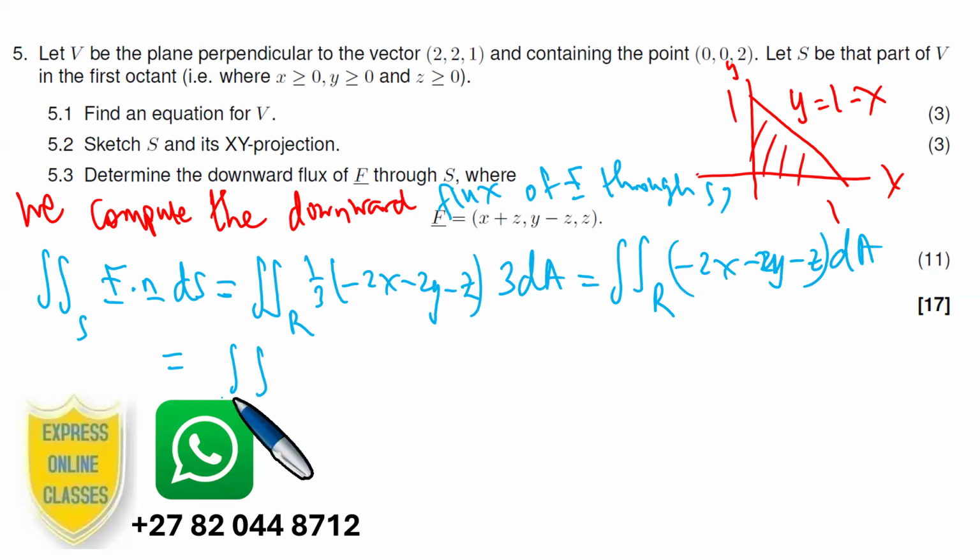Which means we have the double integral from 0 to 1, from 0 to x. Right, we have exactly this here. So this dA becomes dy dx. X is between 0 and 1, but y is between 0 and 1 minus x. And then we have the minus 2x, the minus 2y, the minus z.